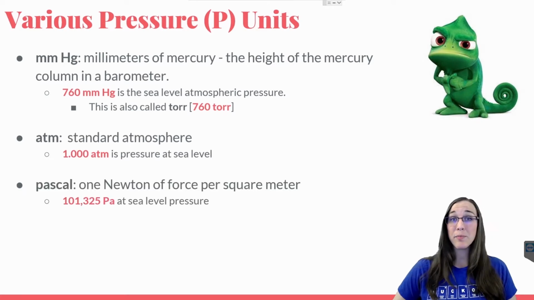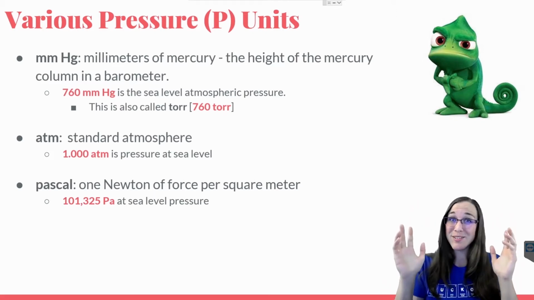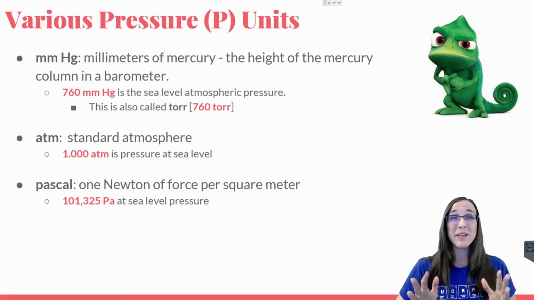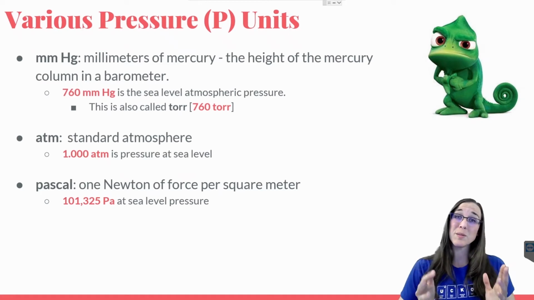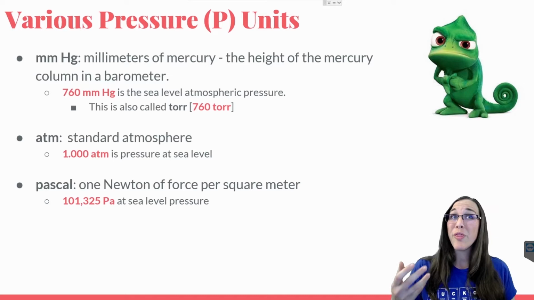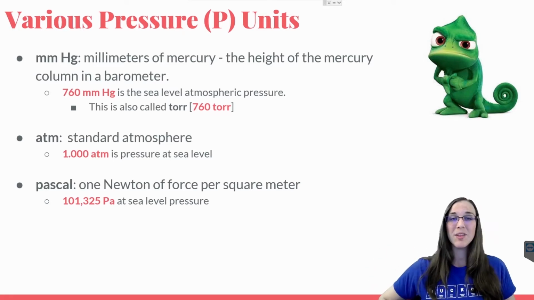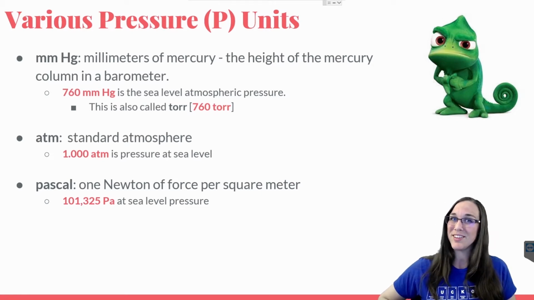The next unit of pressure that we have is called a Pascal, which also is coincidentally the name of the chameleon in the movie Tangled. And a Pascal is a little different here because it's measured as 1 Newton of force per square meter. And its value at sea level happens to be 101,325 PA, which stands for Pascal. On your graphic organizer, you can fill in the blank for 101,325 pascals being equal to 1 atm, which is equal to 760 millimeters of mercury and equal to 760 Torr.